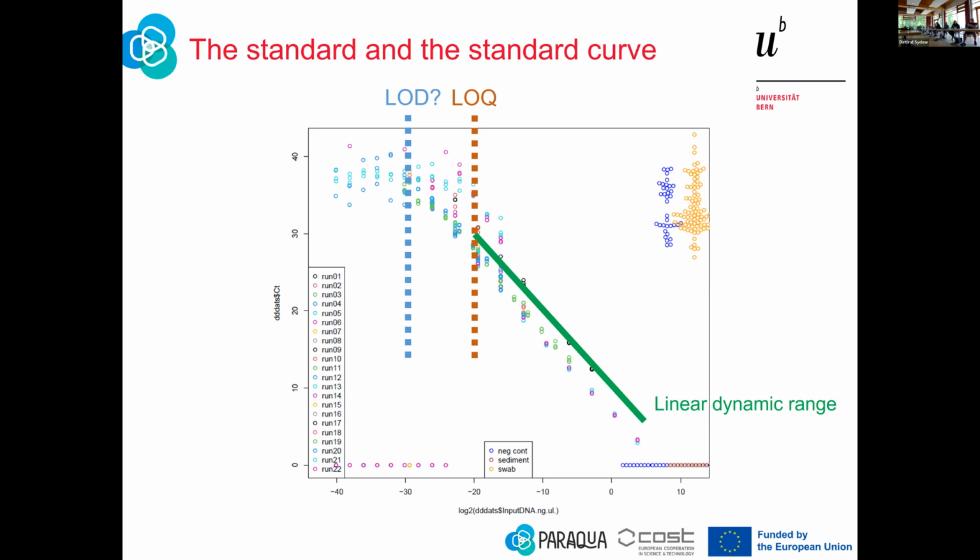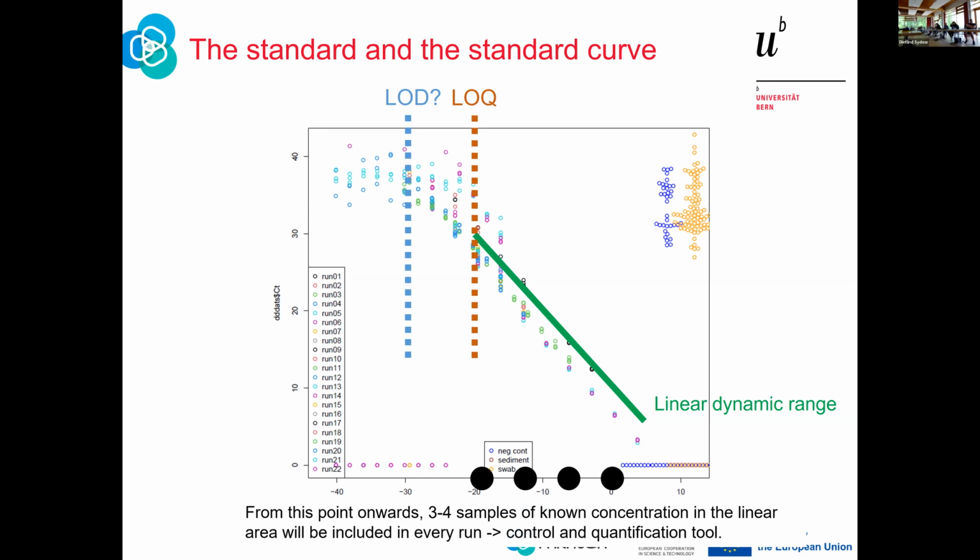It's a bummer because a lot of samples are in the same range. So we have no clue whether these samples are actually positive or negative. The good part about the linear dynamic range is once you know that, in every run, you will include just a few dilutions that are within the linear dynamic range, and then you can quantify within that run. Okay, just 3 to 4 samples of known concentration.